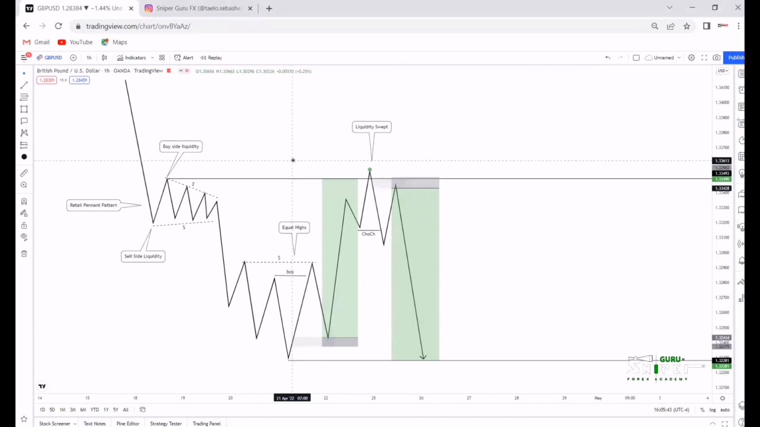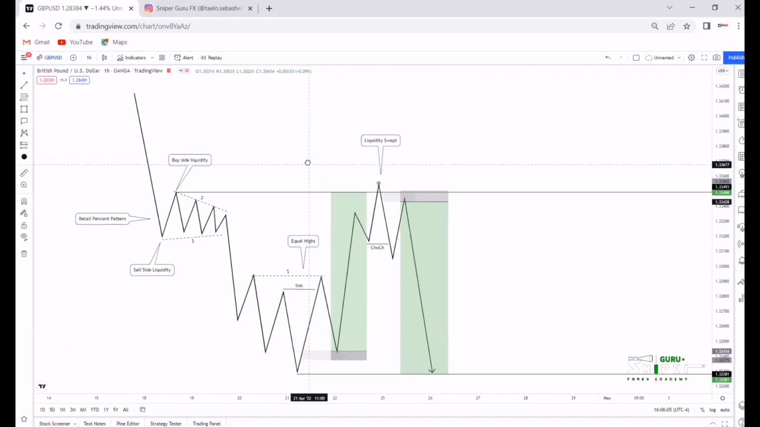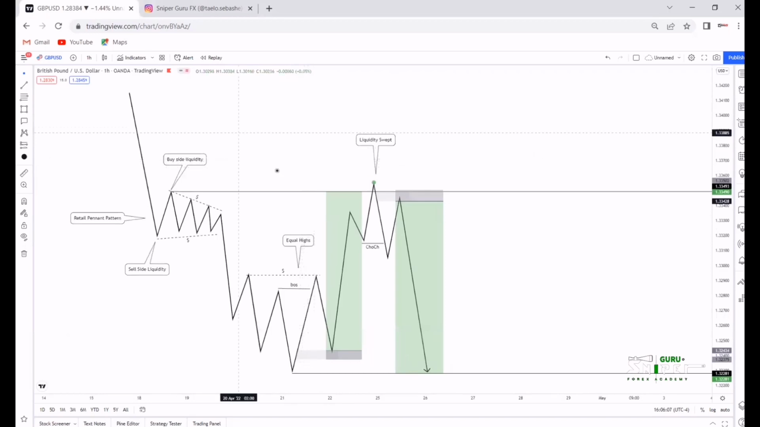So in today's video, I'll be going through one of the most important aspects of smart money trading. That will be liquidity and liquidity sweep, and how you can capitalize on taking trades or anticipating taking trades using the concept. So let's get down to it.